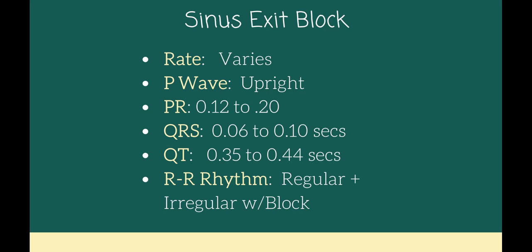So the last two rhythms are a little bit different because they're actually called pauses. Okay, so this one is a sinus exit block, and the rate is going to vary because there's going to be an actual pause in the rhythm. Okay, and the P wave is still upright. The PR, the QRS, and the QT are all the same values as our sinus rhythm. And as far as the rhythm goes, the R to R is going to be regular. Okay, but it's also going to be irregular when there's a blockage. But other than that, it's going to be a regular rhythm.